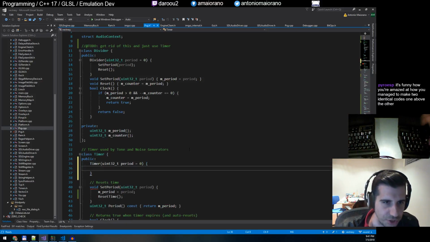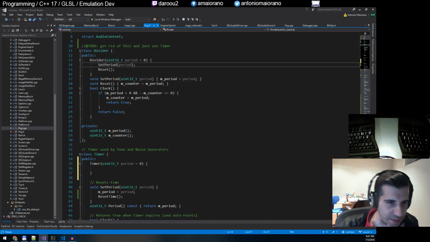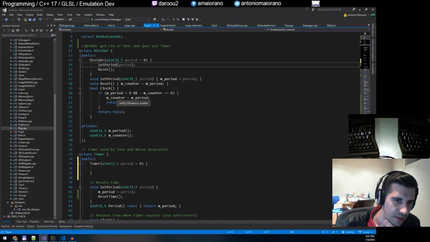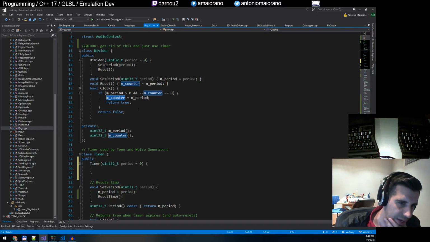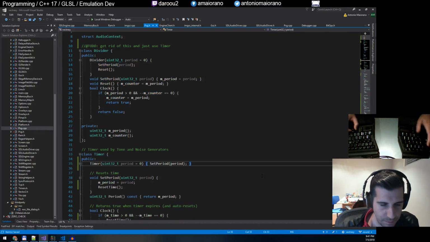In fact, I can just copy it. And this set period does a reset. That is a difference too, though. Setting the period here does a reset, whereas my divider did the reset in the clock function and didn't do it on its set period, which doesn't make any difference. So yeah, okay, let's do that.